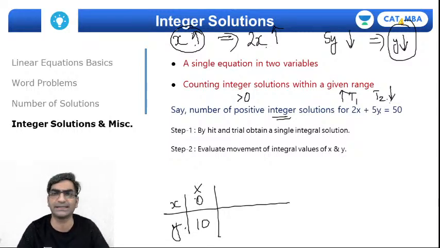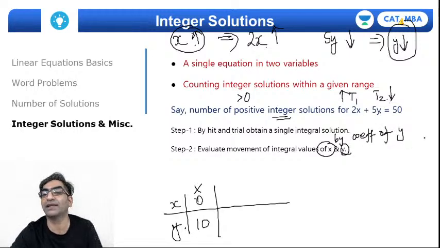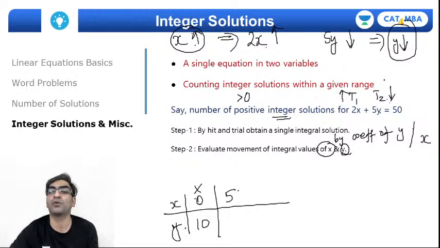Remember, you can't increase x by any value, right? So the trick is to remember, integer values of x will increase by the coefficient of y, and integer values of y will increase by the coefficient of x, right? एक बार देखो, x को increase करना है तो y का coefficient क्या है? 5. तो x को 5 से बढ़ा दो, right? Correspondingly मुझे पता है y decrease करना चाहिए. y को कितने से decrease करें? Coefficient of x. x का coefficient क्या है? 2. So y must be decreased by 2. What does this become? This becomes 8.